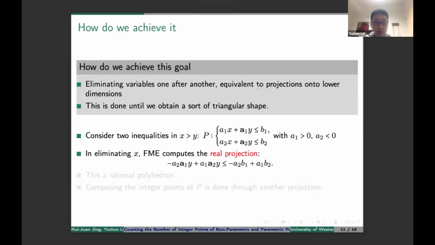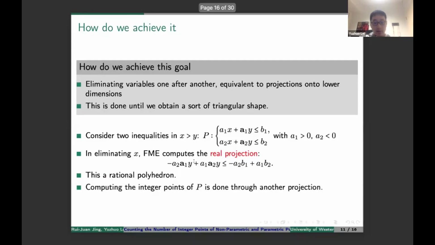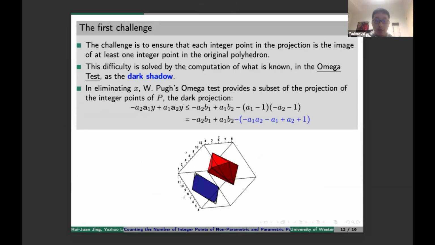For example, here, if we are given two inequalities, the system for P, Fourier-Motzkin elimination can compute the real projection, or the real shadow, that is given by this formula. This is an irrational polyhedral set. However, we have one more projection that can do better. That is the dark shadow computed by the Omega test.